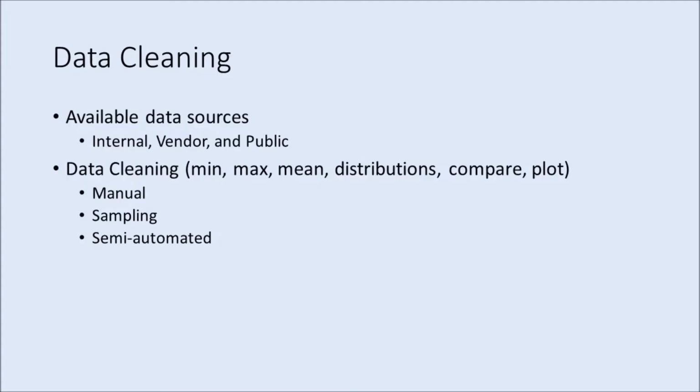So there are 3 basic methods of cleaning data, or at least 3 different approaches: manual, sampling, and semi-auto. We're going to run through 3 different examples of when you would use them and why, and the pros and cons of using these. But let's dive on in now to the manual portion.